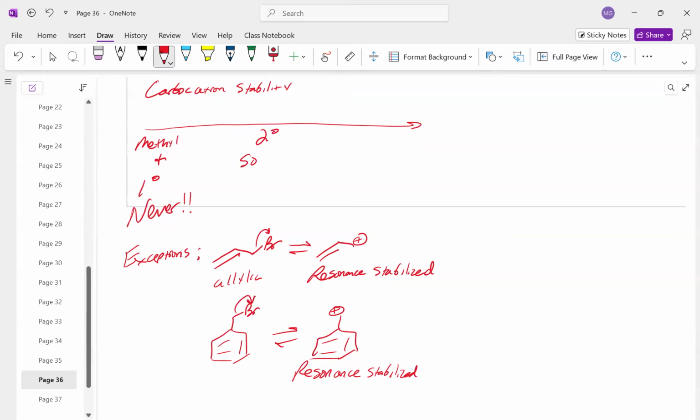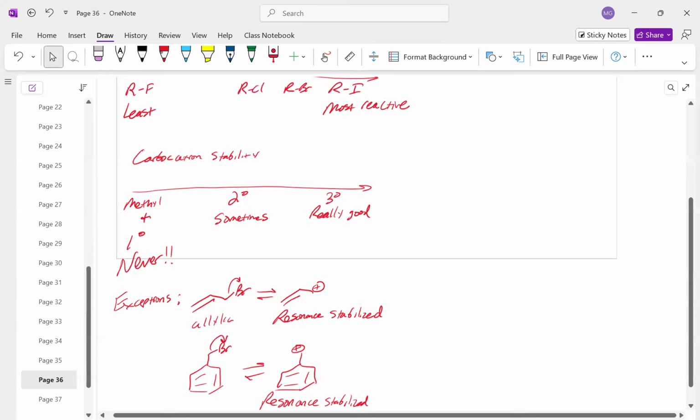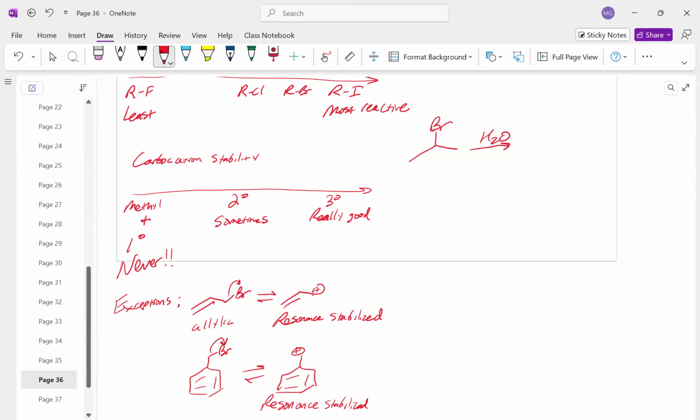Secondary carbocations are a little bit more stable. You'll sometimes see that do SN1, but the fastest of them are tertiary carbocations. So what's a good example of that you might see? Let's compare the rate of this reaction versus the rate of this reaction. Which one of those would react faster in an SN1 or E1 mechanism?